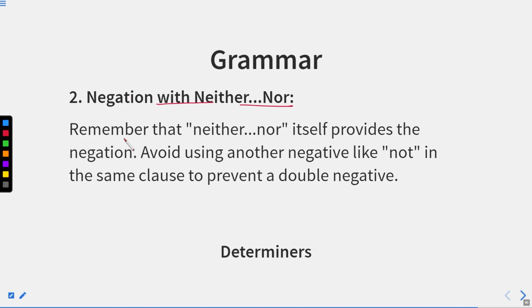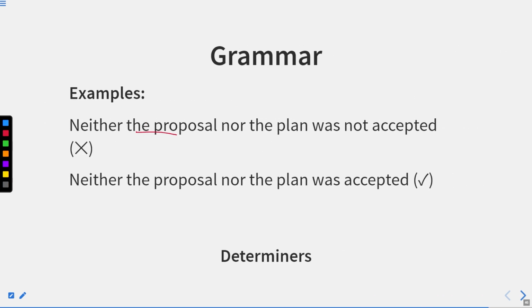Negation with neither nor. Remember that neither nor itself provides the negation. Avoid using another negative like not, because neither nor itself mentions something is negative. So we need not write not again with this in the same clause to prevent the double negative. Neither the proposal nor the plan was not accepted. Now this not is incorrect. It should be neither the proposal nor the plan was accepted. So we should not write not again with the word neither nor, because neither itself is a negative word.